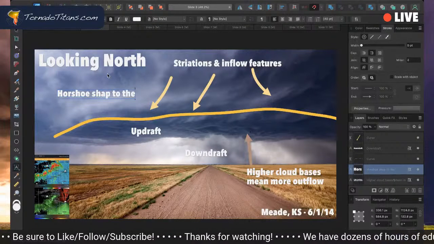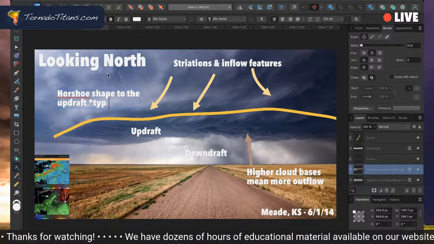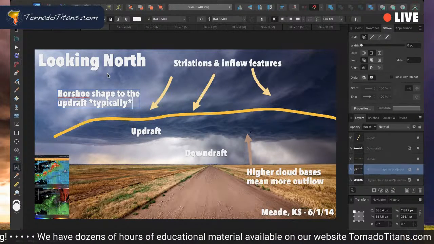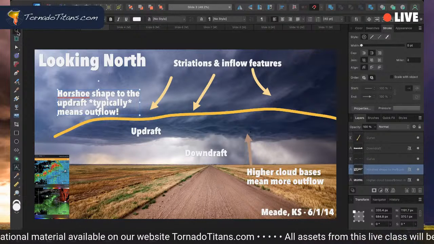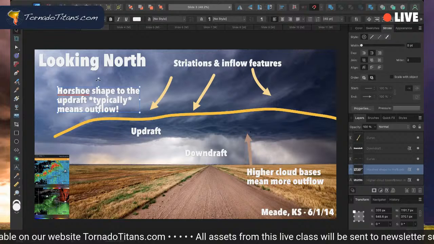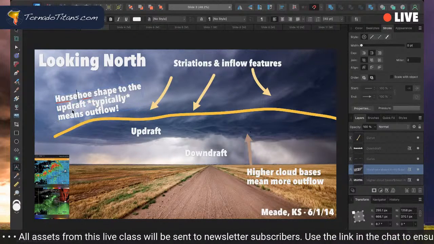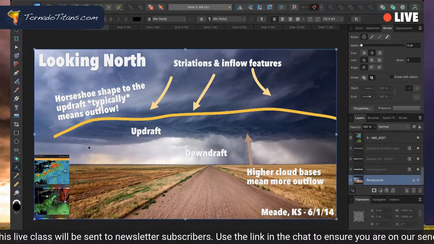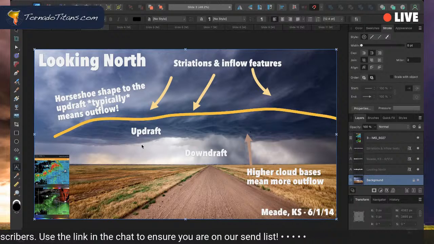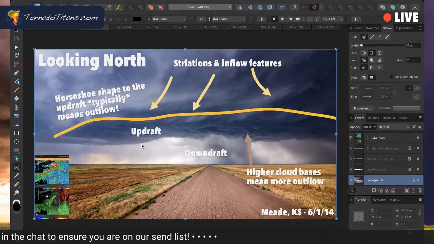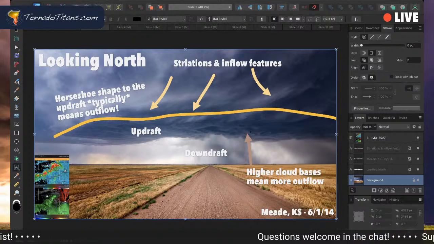Now there are some rare cases where you develop some circulations in that outflow that can produce what is called a QLCS tornado. Well, I suppose we're finding out that's more common than we realize, but it's not something you typically want to chase. So that can happen. But basically, that horseshoe shape, or if it's really well developed, a backward C even, means strong outflow. Absolutely. Means strong outflow to be sure.